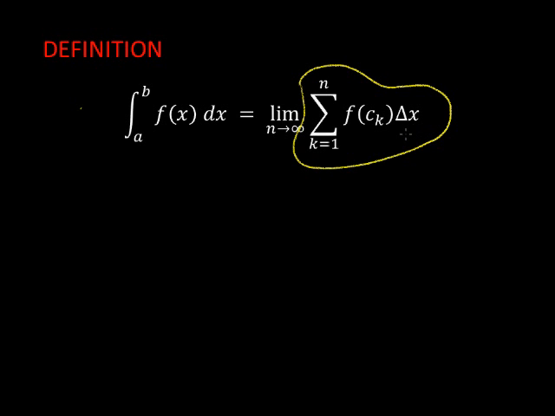The interval AB has been partitioned into n subintervals, and over each one of those subintervals, k equals 1 is the first one, k equals 2 is the second one, k equals 3 is the third one, we're picking a sample point and evaluating the function at that sample point and multiplying by delta x. And you remember delta x is the width of the interval AB, b minus a, divided by n, the number of subintervals.